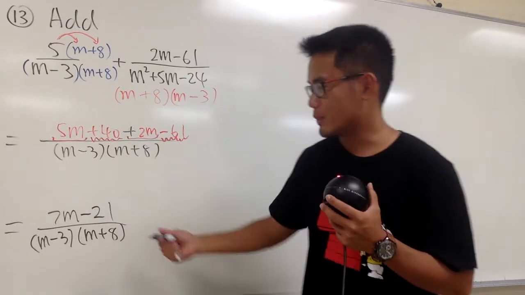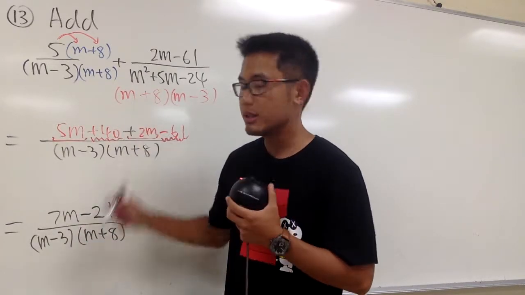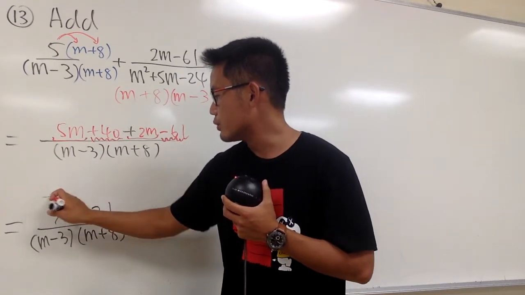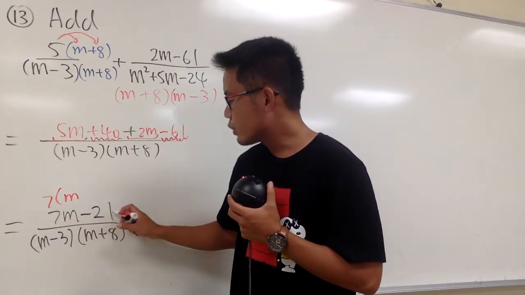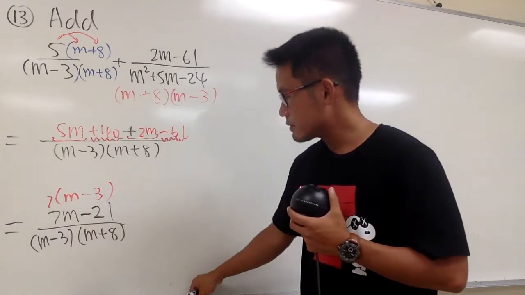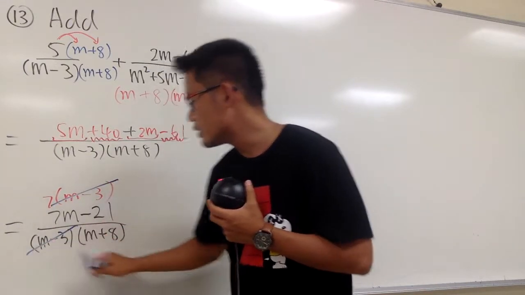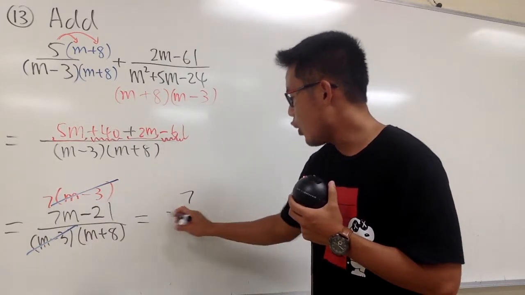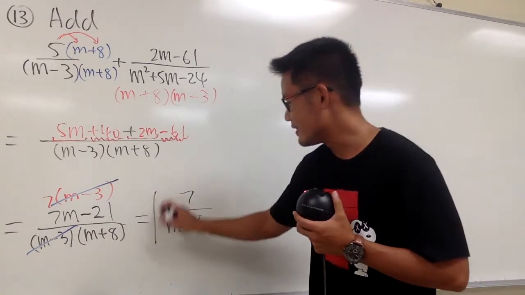And now what? Can we reduce this? Always make sure you factor this right here after you reduce. Here we have 7m minus 21. We can factor out 7, right? So let's go ahead and do that. For 7m, we factor out 7, we have the m left. Minus 21, we factor out the 7, we have minus 3 left, like this. And now we see the m minus 3 here and the m minus 3 here, they are the same, so we can cancel out the common factor. At the end, the answer is 7 on the top over the m plus 8 on the bottom. And this right here, it's it.